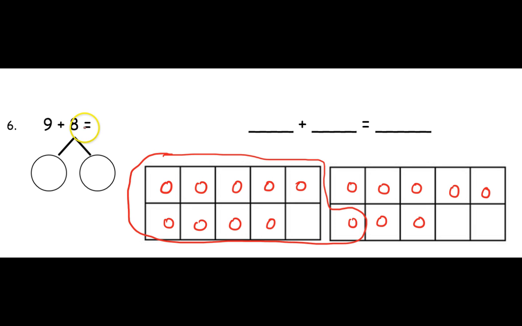Let's show what we did to that group of 8. We separated it into one disc here and then a group of 7 discs that were left over. That allowed me to combine my 9 and my 1 to make my 10 frame, and I have the 7 discs left over. 10 plus 7 is 17, and that tells us that 9 plus 8 is the same thing as 10 plus 7, and they both equal 17.